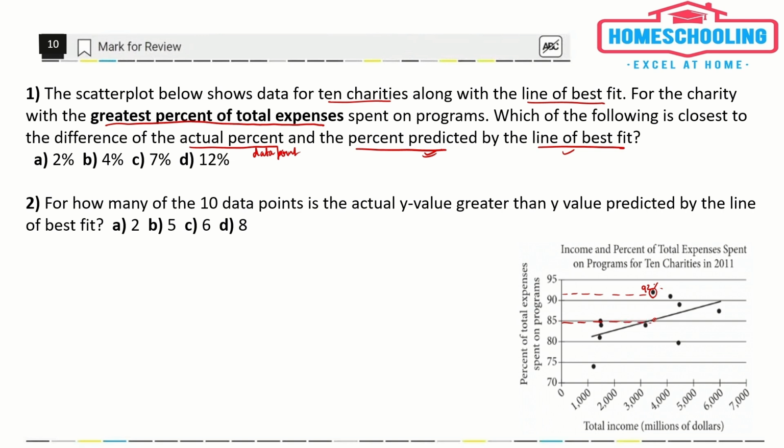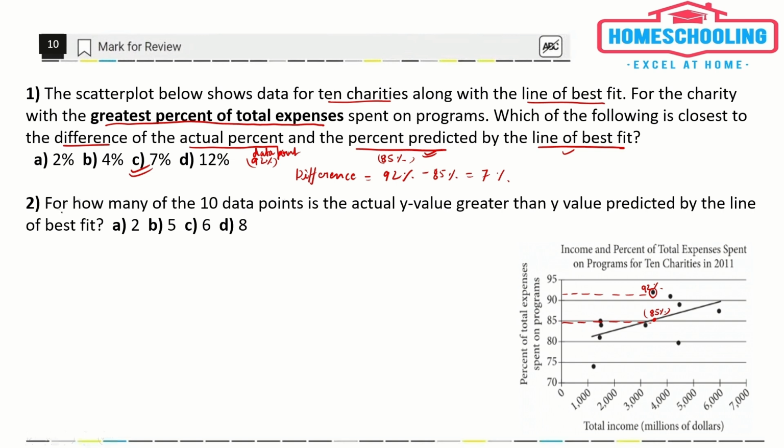So the percentage predicted on the line of best fit is 85%, and the actual percent is 92%. So we have to find which of the following is closest to the difference of actual percentage. The actual percentage is 92%, and the percentage predicted by the line of best fit is 85. So we have to find its difference. So the difference would be 92% minus 85%. So that is 7%. So option C is your correct answer.